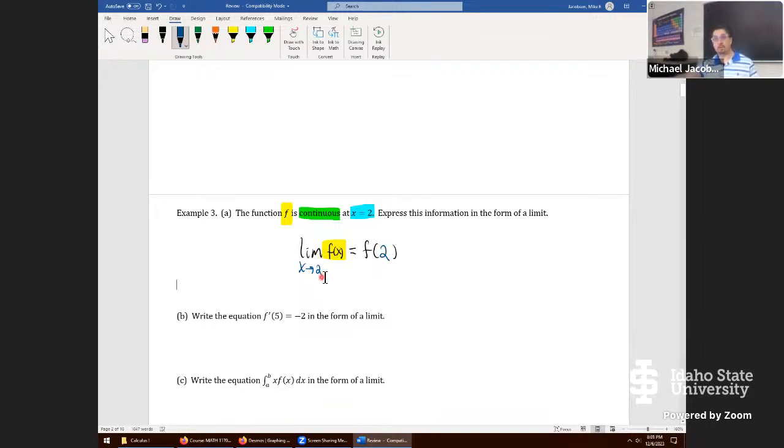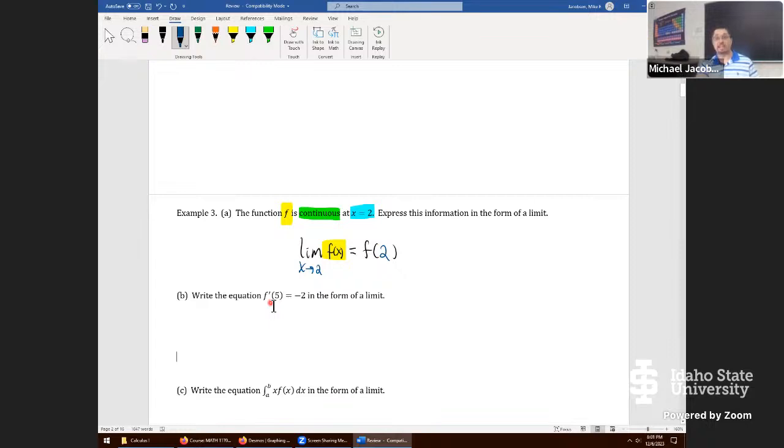It means you're taking the value that x is tending towards, directly substituting inside the function to get an f of 2. Looking at a graph, it just means the graph is unbroken. You can draw it without ever lifting up your pen. So as a limit, that's what we're dealing with.